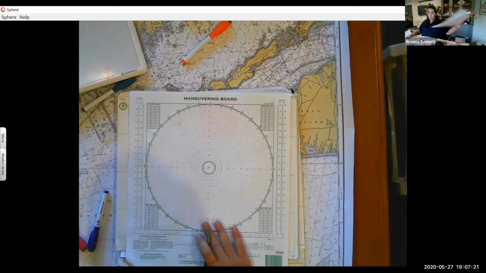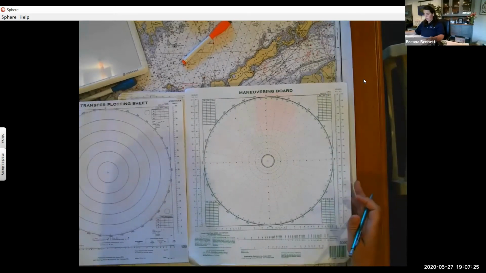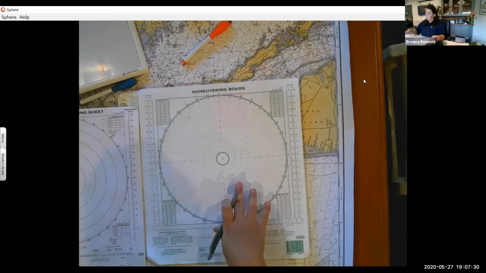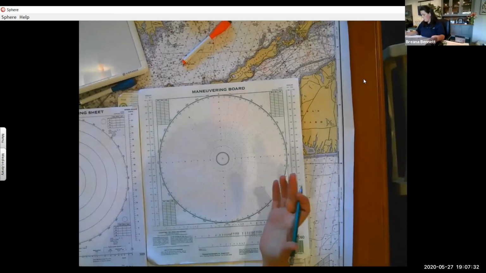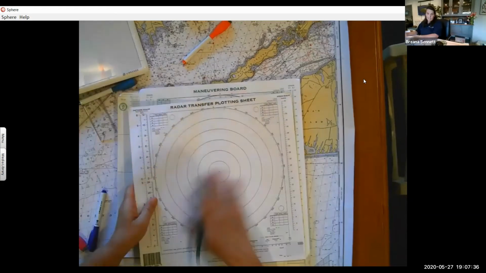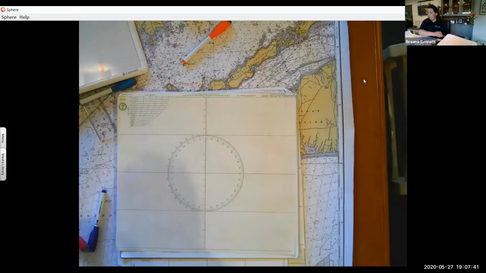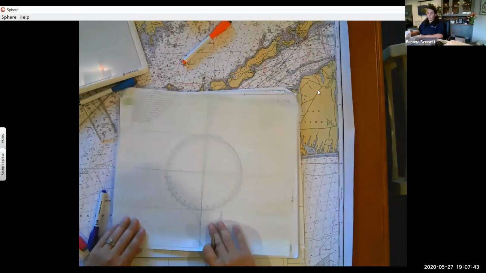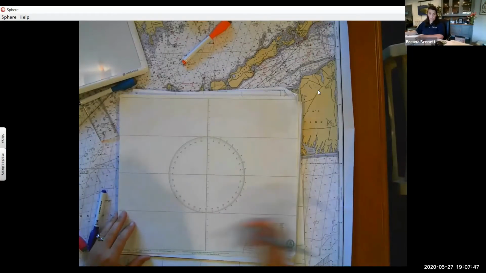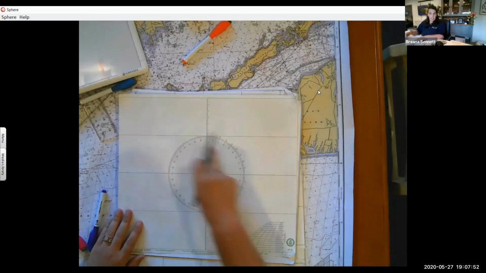Maneuvering boards and radar plotting sheets are the same. You can use them for the same things. This one just has a little more clutter on it, which once you get to know it, is useful, but for beginners, I like to use this one just because it's a little simpler. And then you have the universal plotting sheet, which you can use as well. They have the scale and your directions.